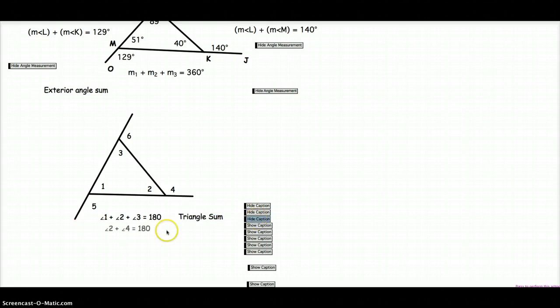Let's look at this now. The measure of angle 2 and 4 are equal to what? 180 degrees. And why is that? It's because they are a linear pair, right? Now, I can take this 180 degrees and substitute it with 1, 2, and 3. So now I would have 1, 2, and 3 is equal to 2 and 4. What property did I use there? That's right, substitution. Okay?